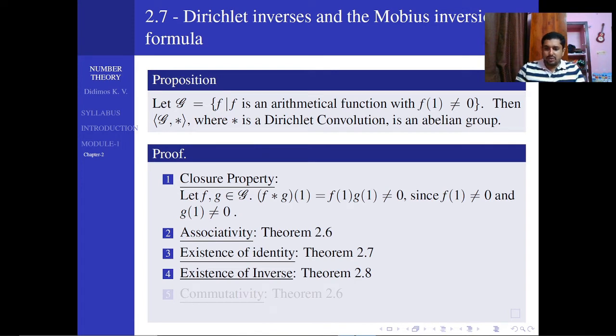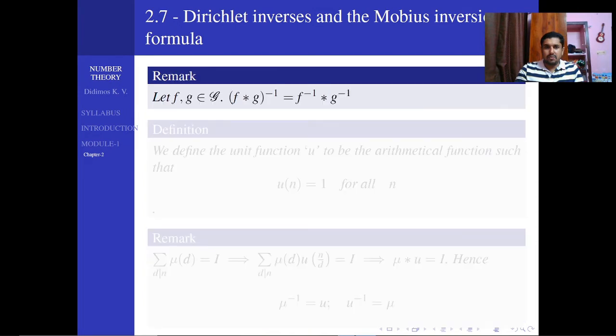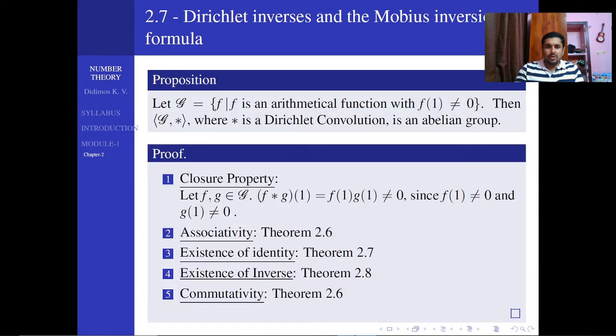We just proved the existence of the inverse of an arithmetical function with this property, f of 1 not equal to 0. And the theorem in section 2.6, we already proved the commutativity. So the set of all arithmetical functions with f of 1 not equal to 0 forms an abelian group. That means we can get a group structure in the set of all arithmetical functions with this property. So in the next sessions, we will see the consequences of this group structure.